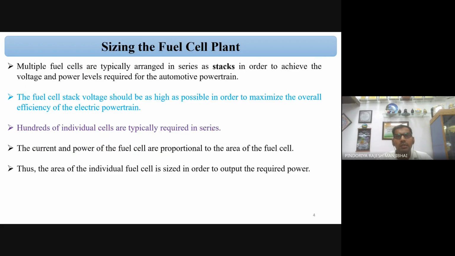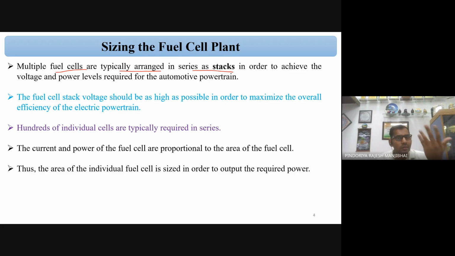So, sizing of the fuel cell plant. How can we decide the size of the fuel cell plant? What are the major parameters we have to consider for the size of the fuel cell plant? Multiple fuel cells are typically arranged in series as a stack. In the battery, we call it a battery pack. Similarly, in the fuel cell, we have fuel cells in series as well as parallel combination. You can think it is the same as the battery pack, correct?